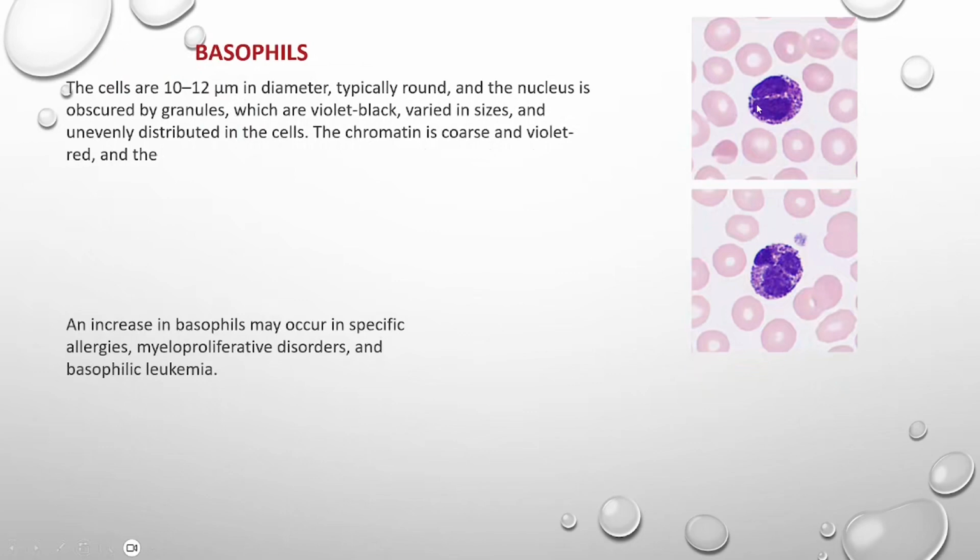Basophils are 10 to 12 micrometers in diameter, typically round, and the nucleus is obscured by granules. The nucleus is masked by granules, which are violet-black, varied in size and unevenly distributed in the cells. The chromatin is coarse and violet. An increase in basophils may occur in specific allergies, myeloproliferative disorders, and basophilic leukemia.